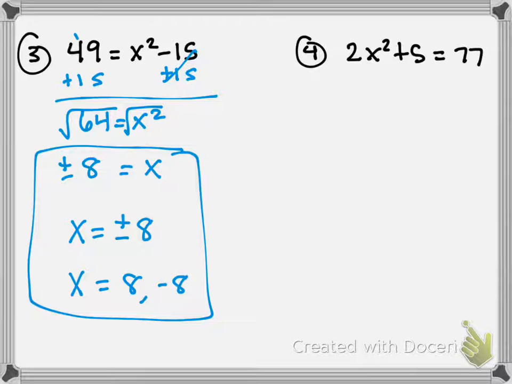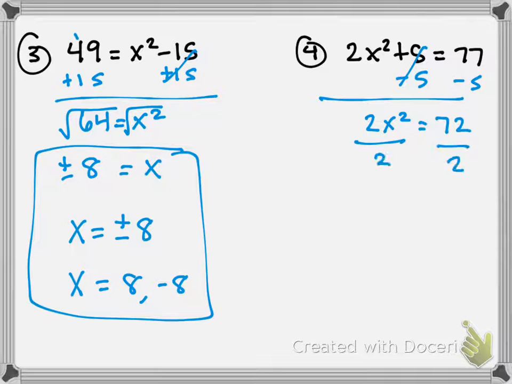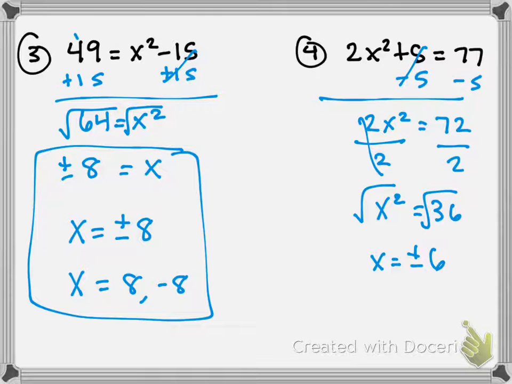All right, how about number 4? 2x squared plus 5 equals 77. So I'm going to start by subtracting 5 from both sides. 2x squared equals 72. Divide by 2. X squared equals 36. Take the square root of both sides. X equals plus or minus 6, or 6 comma negative 6.